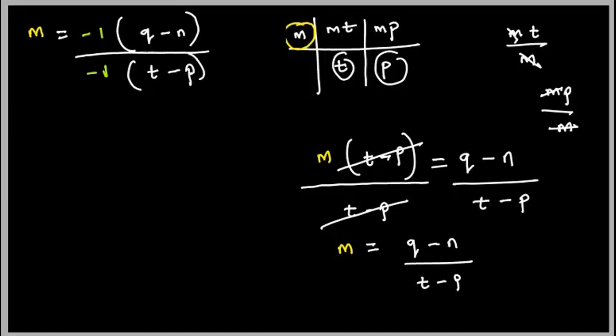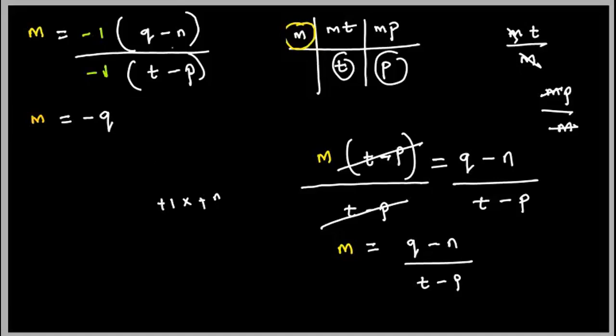So we now have m as equal to. Now, minus 1 times q. Minus 1 times q is minus q. Minus 1 times minus n. If minus multiplies minus, it becomes plus. Yes, it becomes plus, and then 1 times n is n.